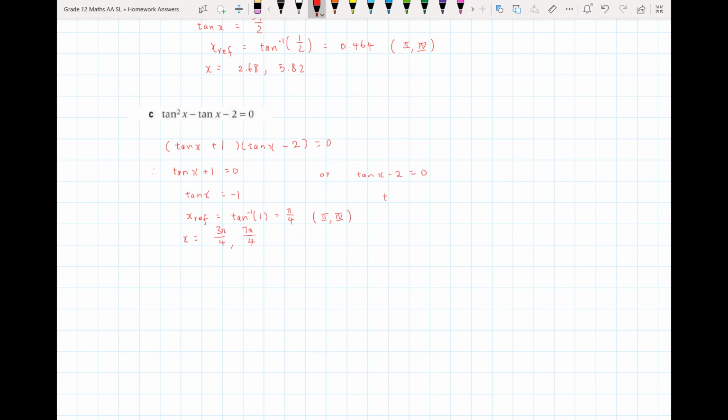Moving on to the right side, we isolate tangent x to become 2. Therefore, this reference angle will be tan inverse of 2, which is 1.107. I'll just keep 3 decimal places here. And then, this time it's positive, so I want the answers in quadrant 1 and 3. So my final answer will be 1.11, and then pi plus that.